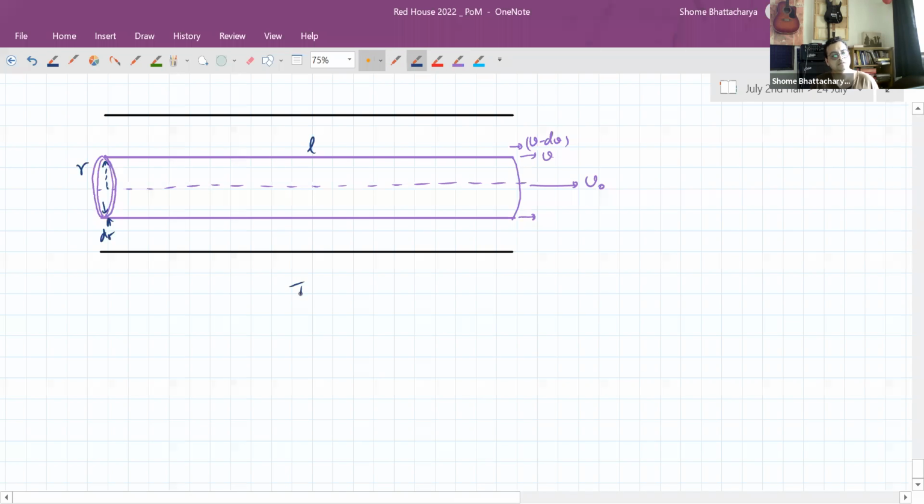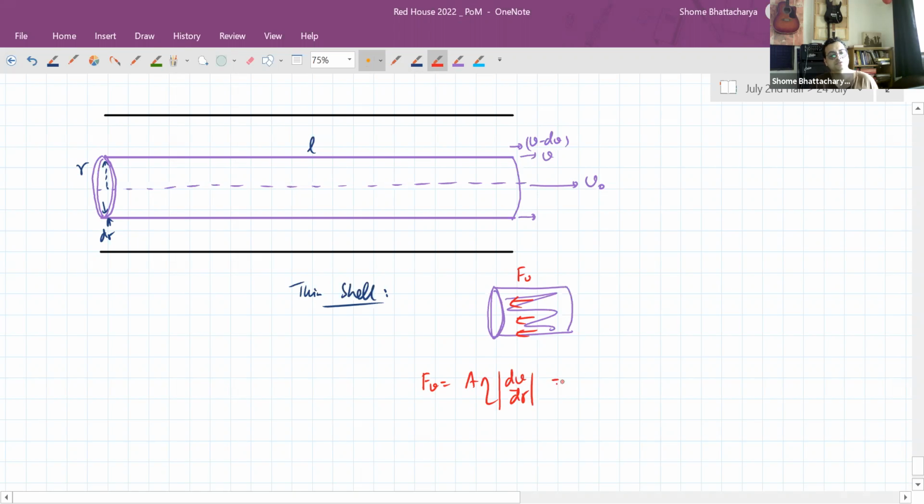This thin shell is moving such that, because it is moving faster than the next shell outer to it, there will be a viscous force acting on the shell surface. The viscous force will be equal to the area of the surface times the coefficient of viscosity times the magnitude of the velocity gradient. The area will be 2 pi rl, the outer surface area.